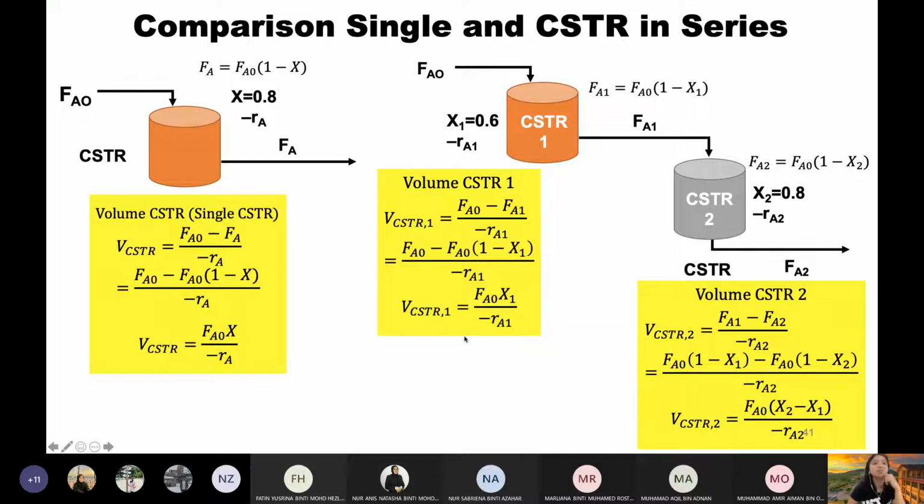For the volume of reactor 1, you have to rearrange. It's a little bit of mathematics. We open the bracket: FA0 minus FA0 plus FA0 X1. That's why eventually you get FA0 X1 over minus RA1. So that is how you calculate the volume for the first reactor. Some of you might realize it's the same as for a single reactor. Yes, the volume of the first reactor in series is quite similar to that of a single reactor.